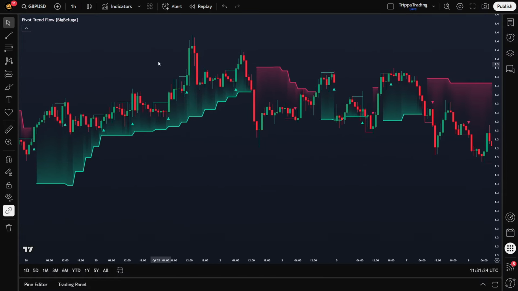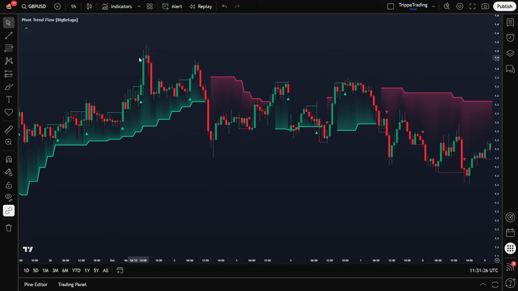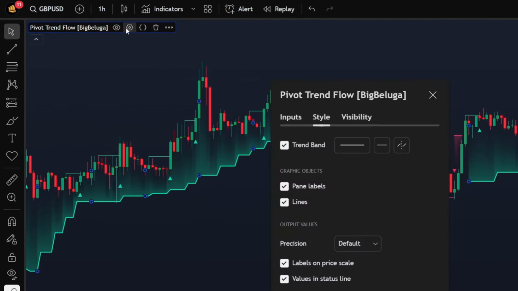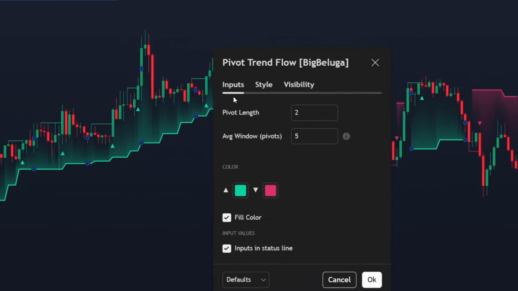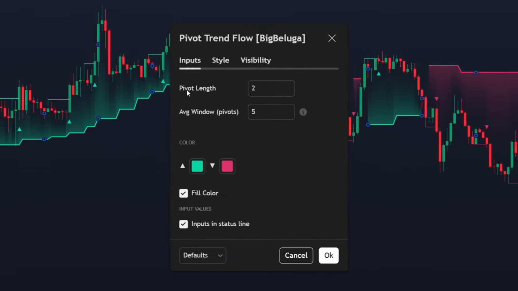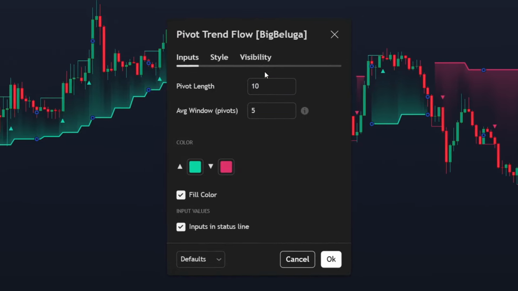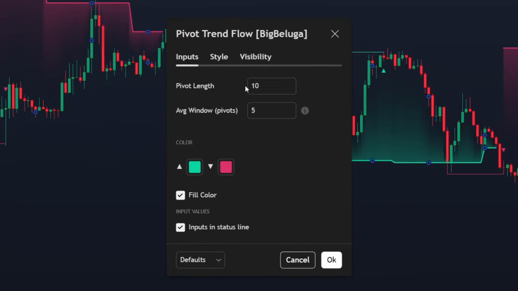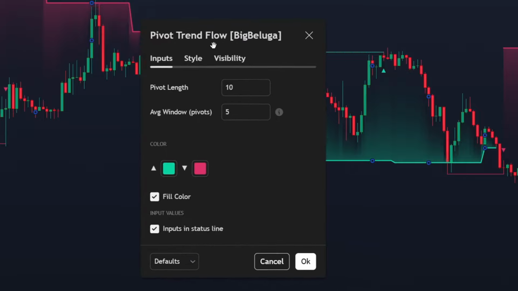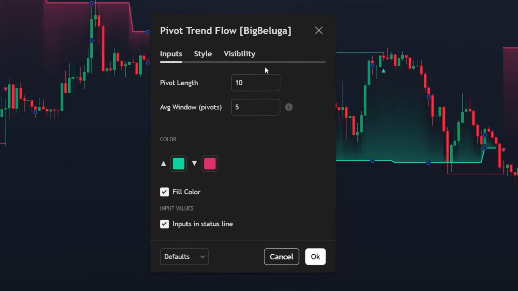Now, let's set up the indicator properly so it gives the most reliable signals. Open the settings. You can do that from here. The first thing you'll see is pivot length. This decides how sensitive the indicator is to swing points. I like to set it at 10. This means a pivot high or low only gets confirmed when you have around 10 candles on each side that didn't make a higher high or lower low. In simple words, it filters out small random movements and focuses only on strong structure points that really matter.